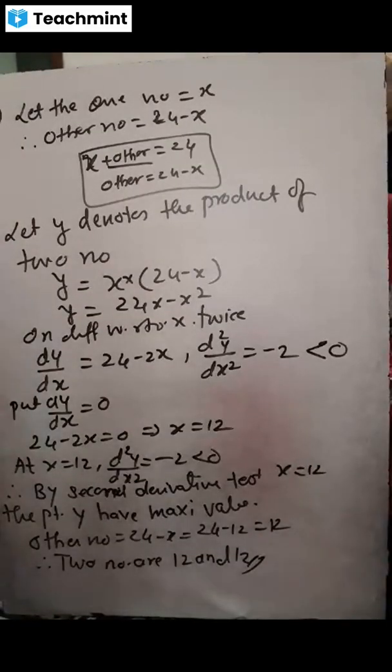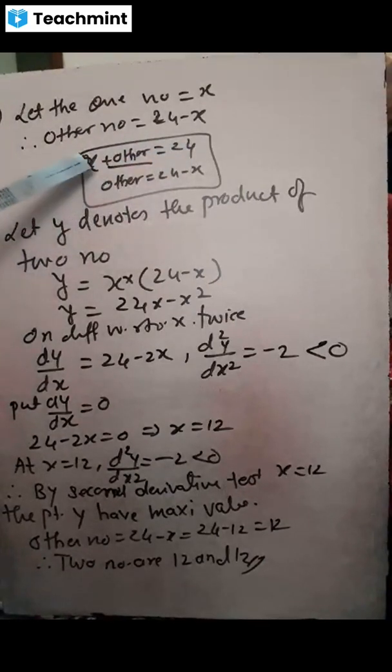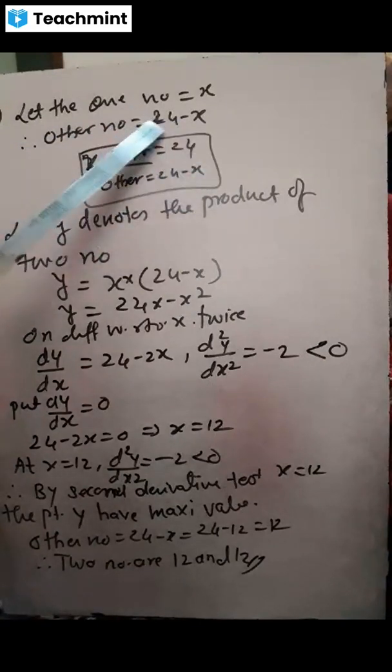See, now I will explain. Here the question was given: find two numbers whose sum is 24 and whose product is as large as possible. So here we will start with: let one number be x and the other number be 24 minus x. As per the question, the sum of the two numbers is 24, that is x plus the other number is 24, so we can write the other number as 24 minus x. This is how we got the other number.